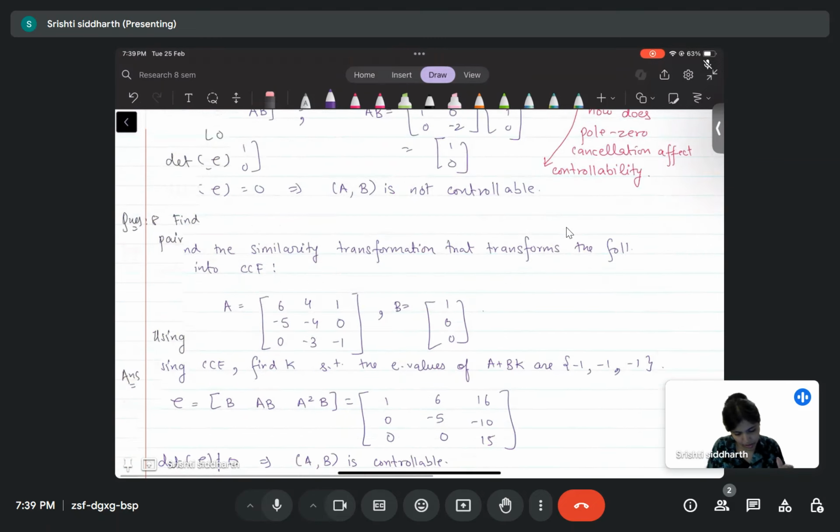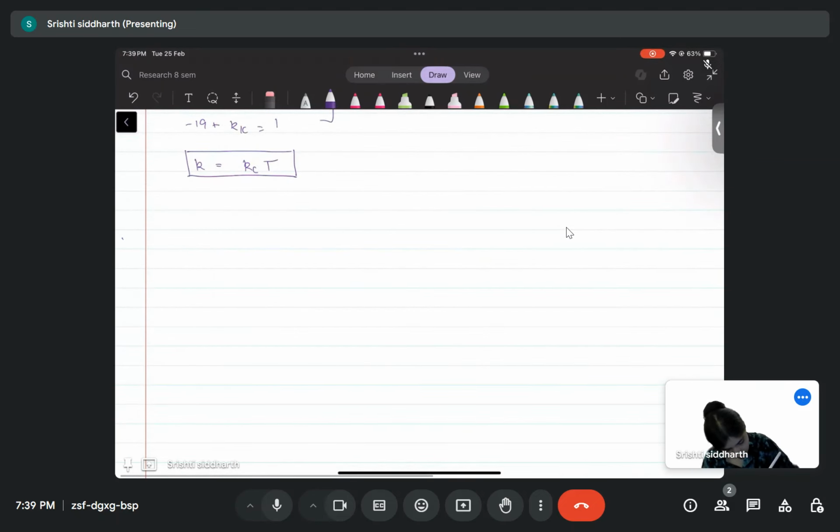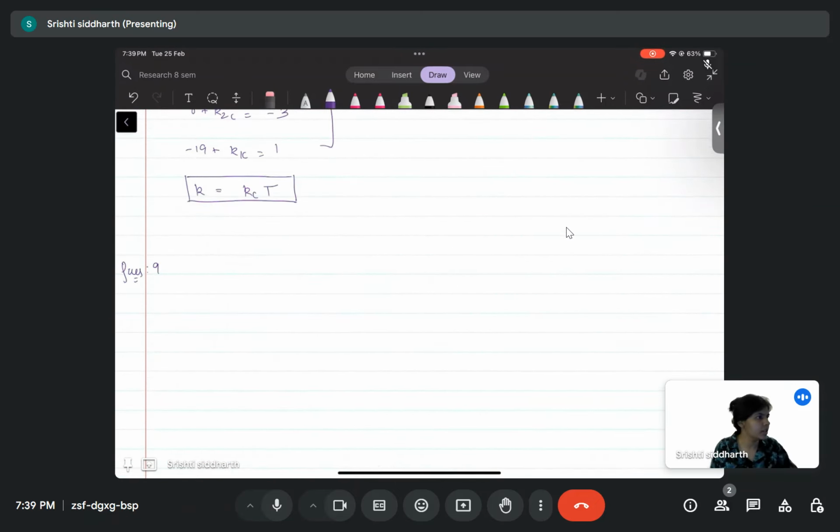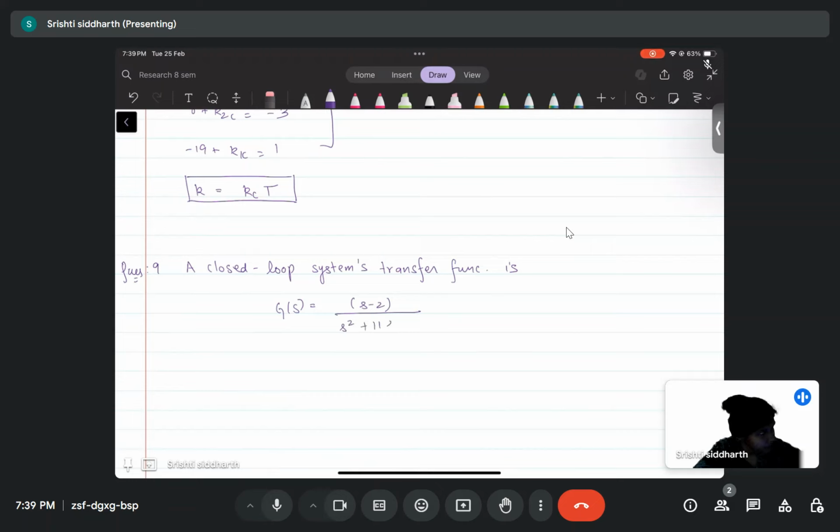Alright, let's look at the last question, which is on finding the feed forward gain. Okay, so let's see. We have a closed loop system transfer function. The closed loop system transfer function is G of s equals s minus 2 upon s squared plus 11s plus 30.